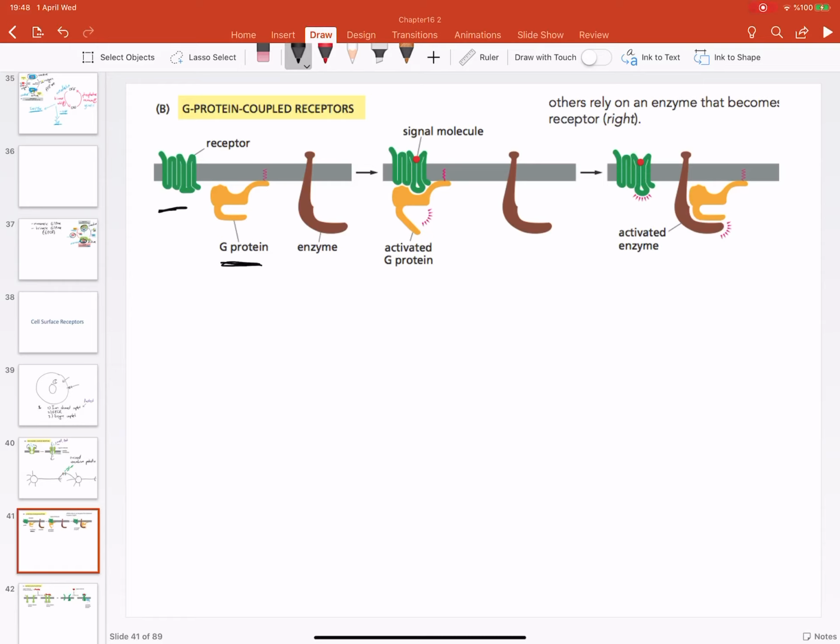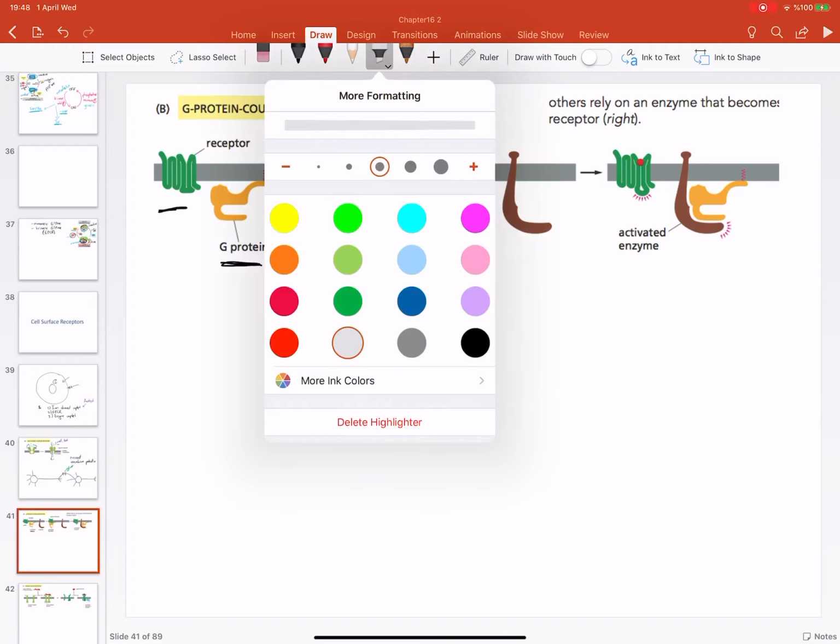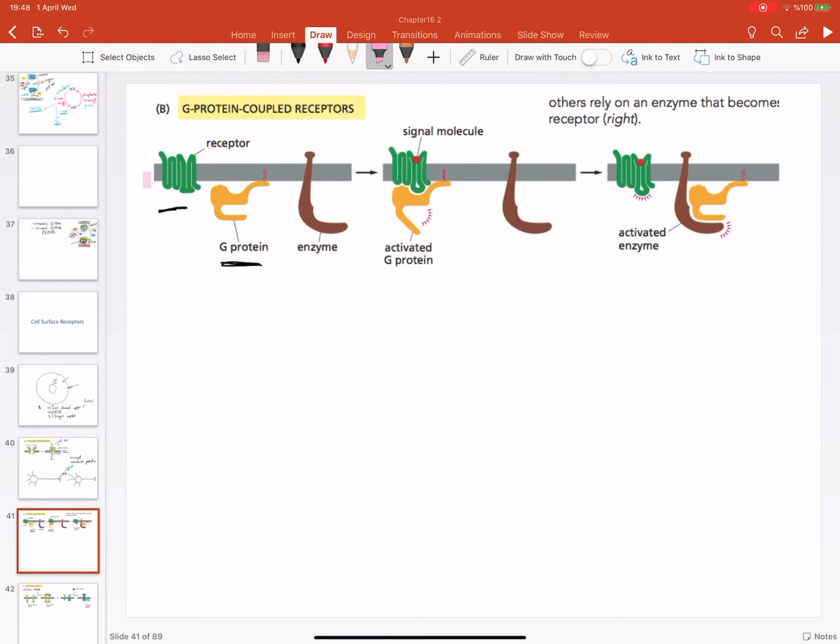So the basic working mechanism is that there is a G protein, let's make it a nice color. There is this G protein coupled receptor, there is the G protein, and currently they are both inactive.